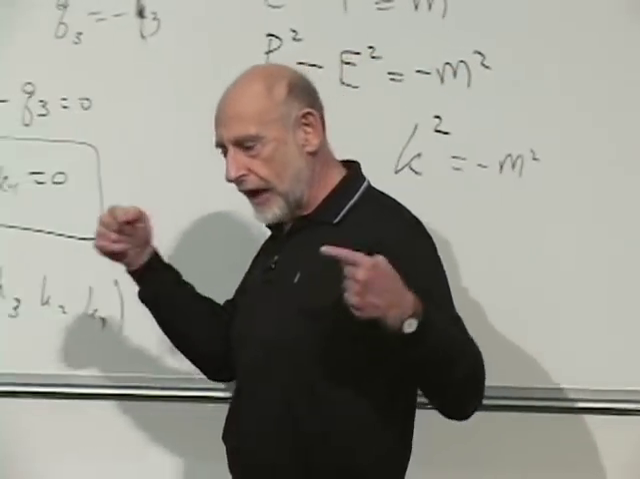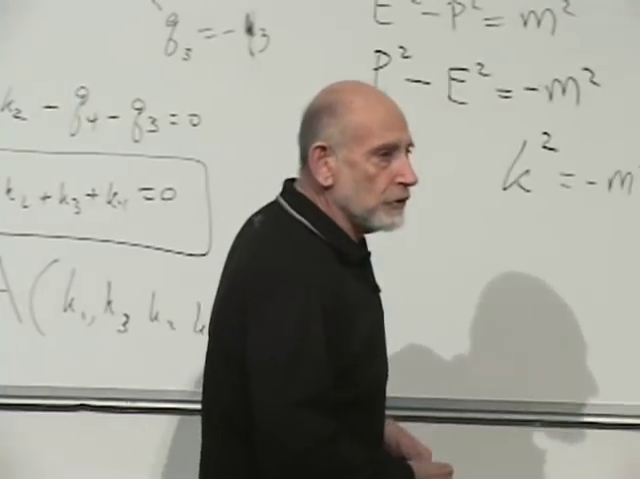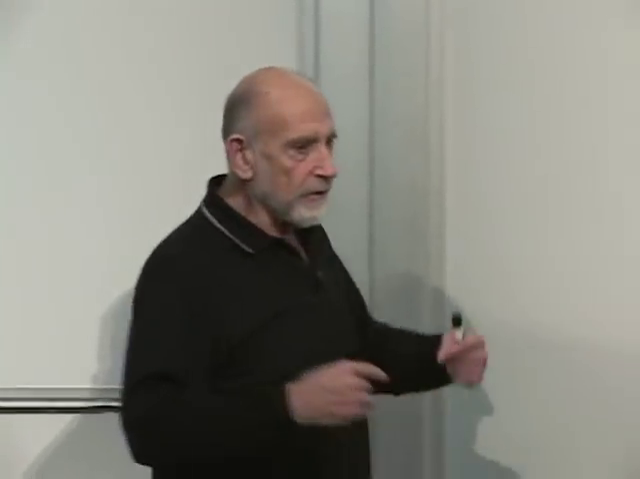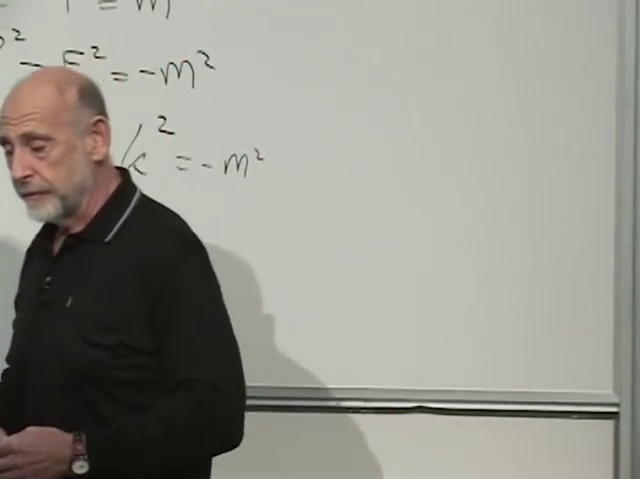Let's think physically now. How many variables does a scattering process depend on? Well, the first thing you can do is, whatever the momenta are, use relativity to go to a frame of reference where the center of mass is at rest. In other words, where the two space components of the momentum are equal and opposite. You can always do that.